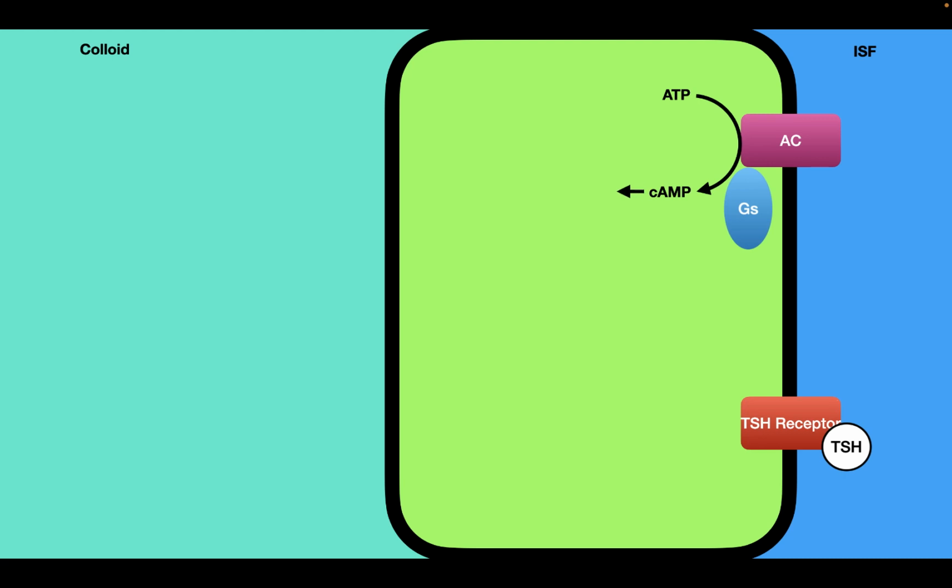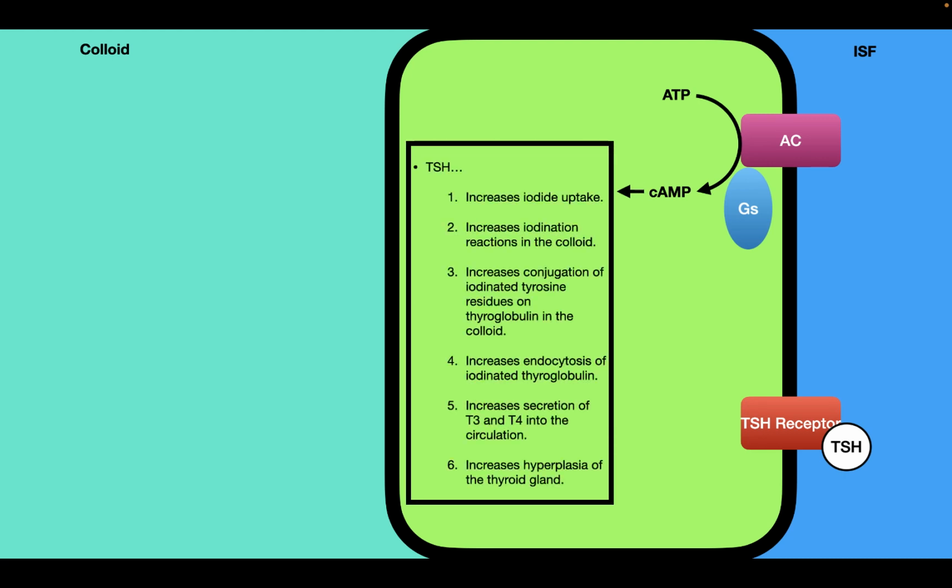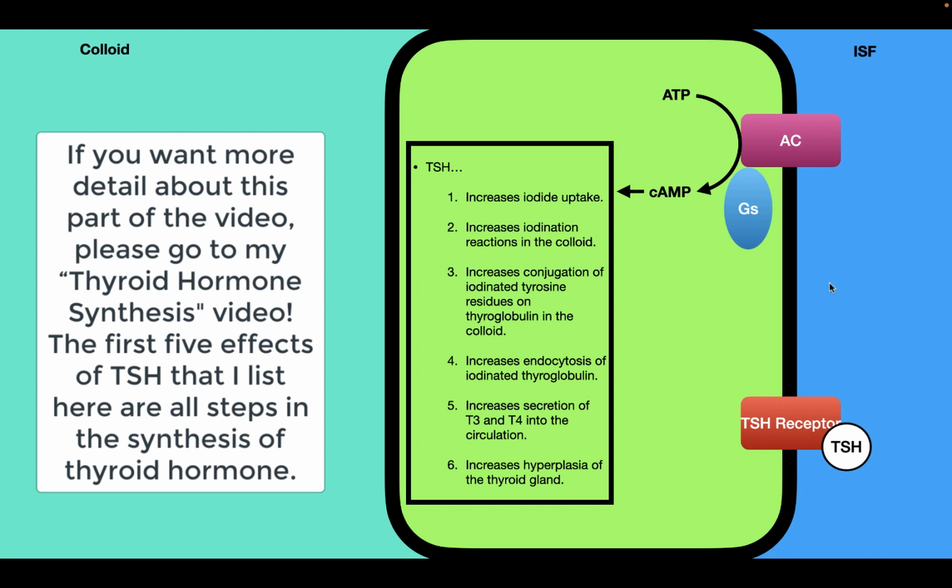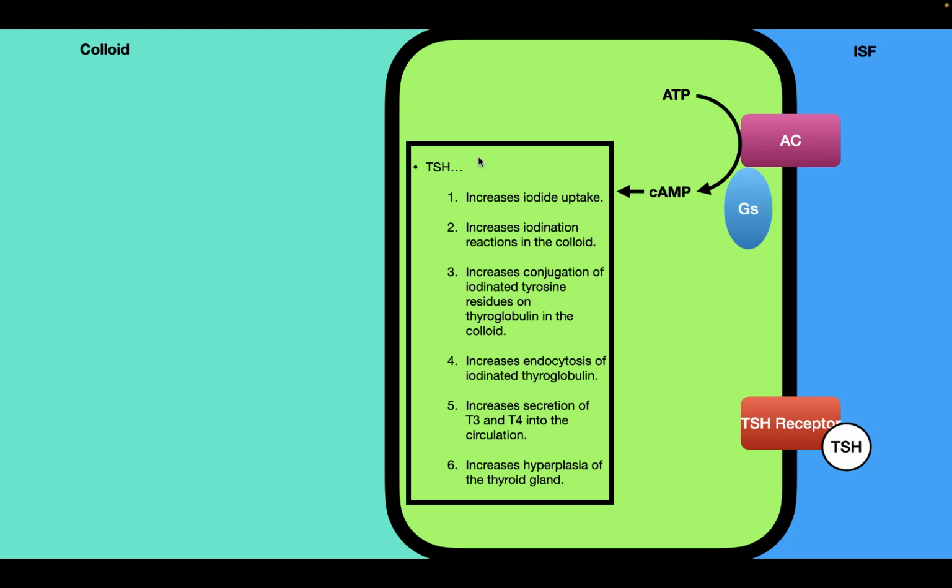So when we look at this in more detail, we see a lot of different results. The first thing that TSH does is it increases the amount of iodide uptake. If you saw my video on how thyroid hormone is synthesized, you may remember that on the basolateral membrane, we have the sodium iodide symporter. The sodium iodide symporter co-transports sodium and iodide into the cell, and it transports that iodide from the interstitial fluid into the cytosol. So TSH increases iodide uptake by activating that symporter.